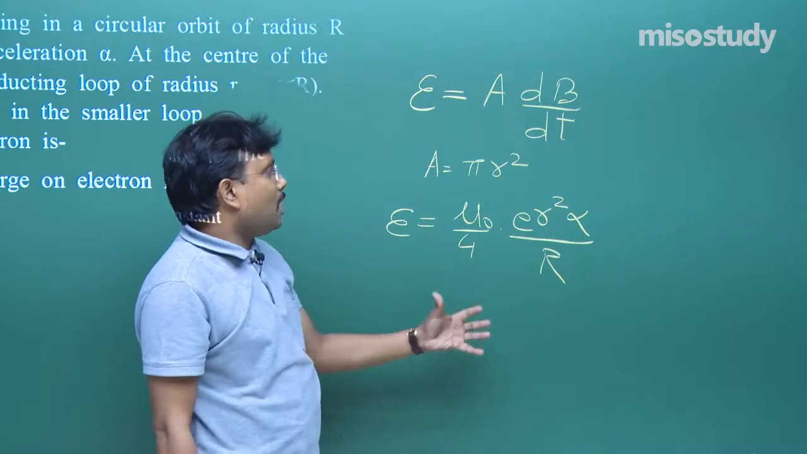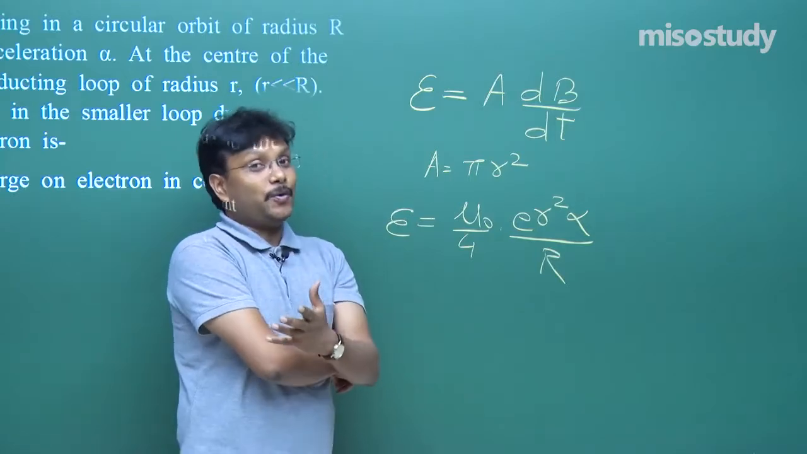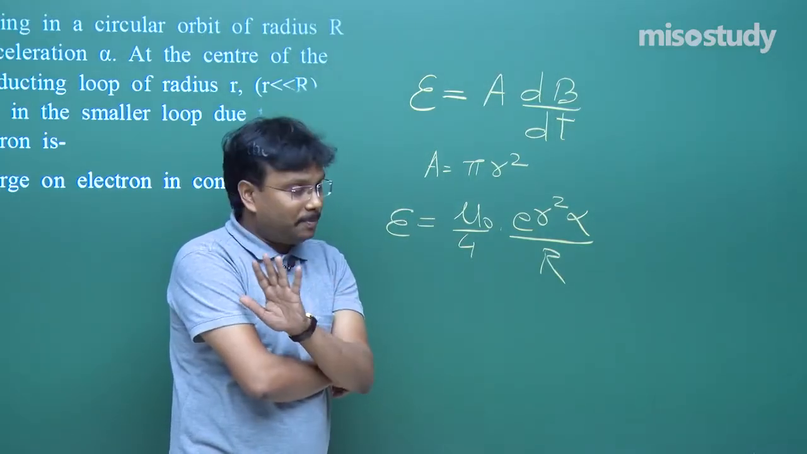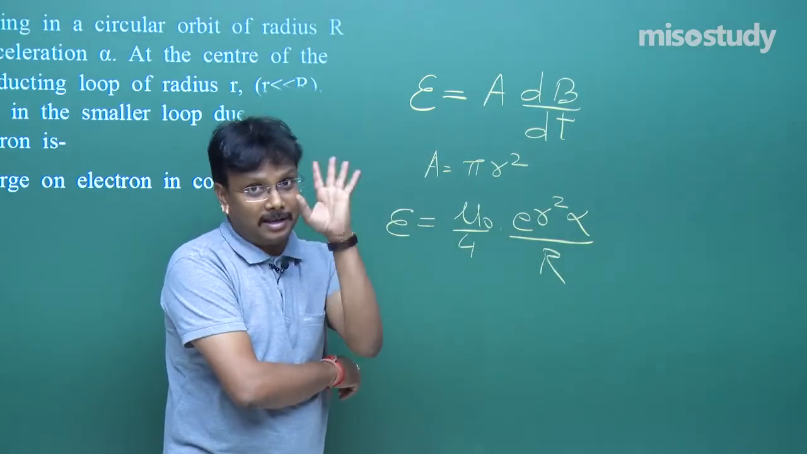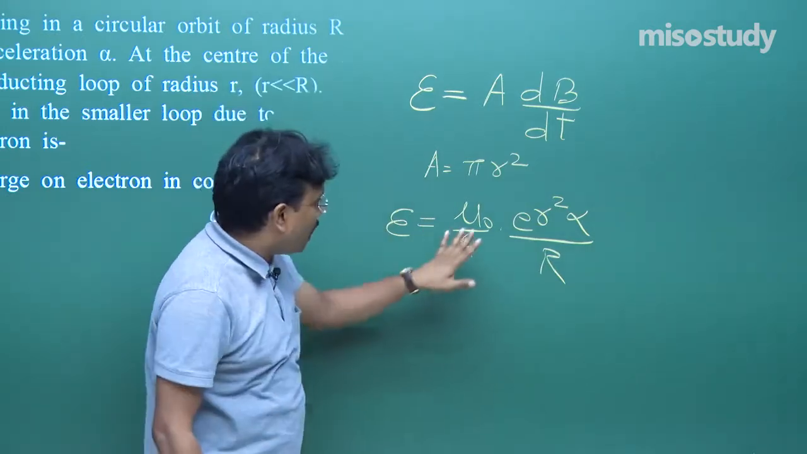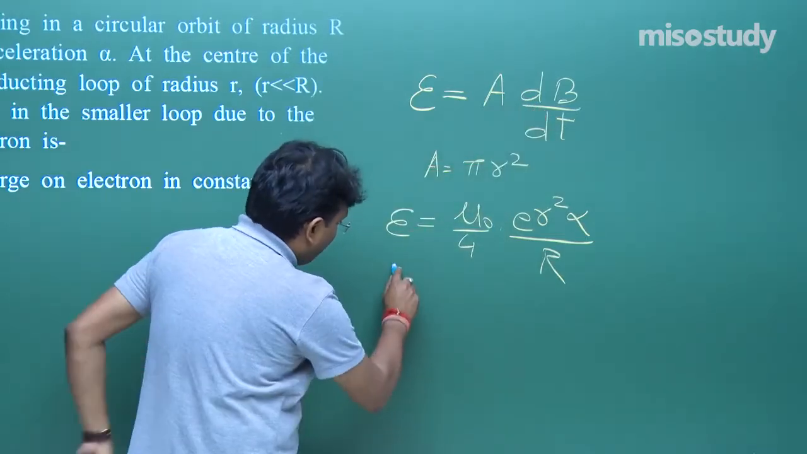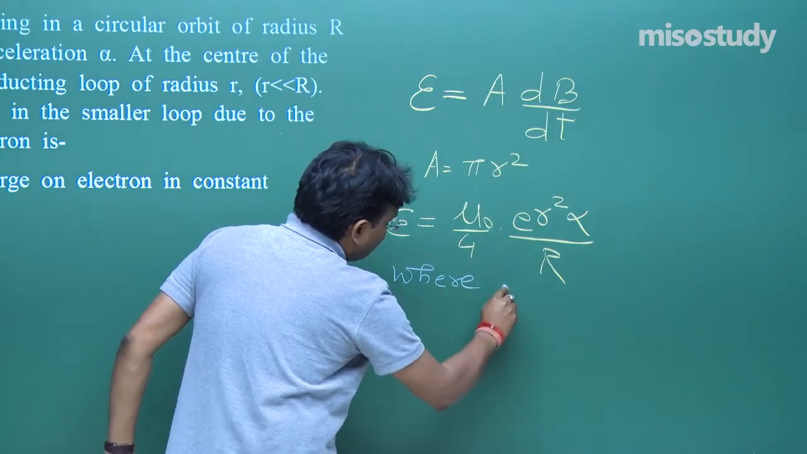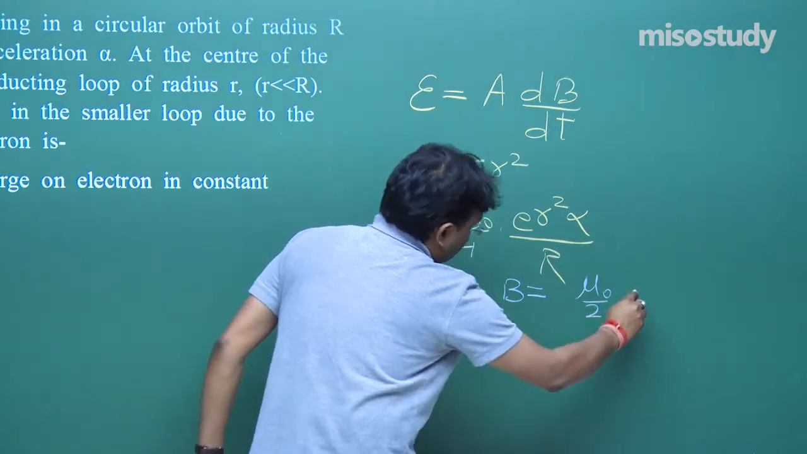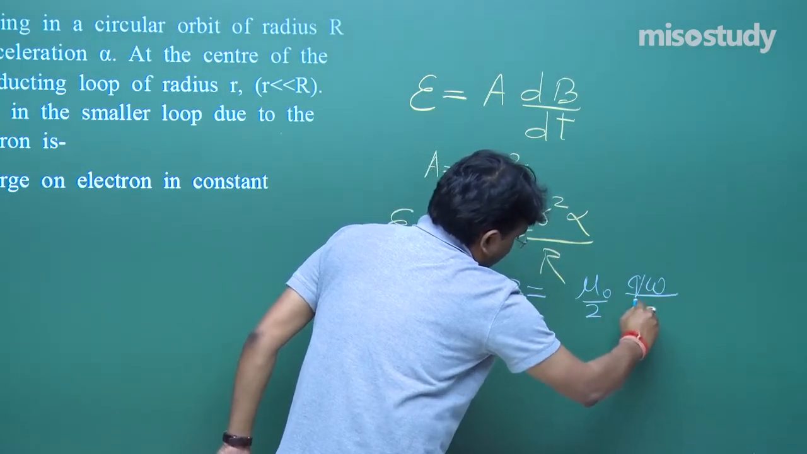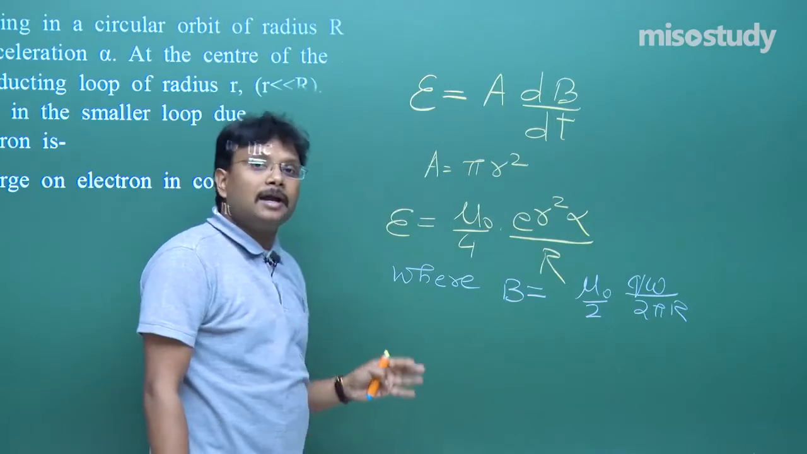Now a few of you will start thinking, what exactly is the expression of B? If any one of you is thinking like this, my simple suggestion is, please go through the videos of this particular chapter once again, but here I am going to help you out. I will mention the value of B, where B is equal to mu naught upon 2 into q omega upon 2 pi r. I hope now the entire explanation is clear to all of you.